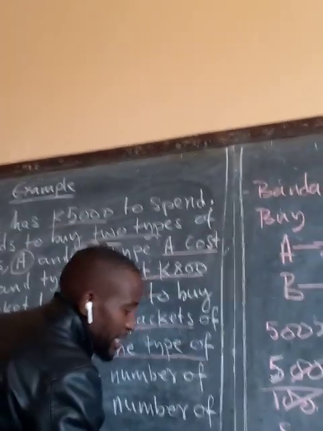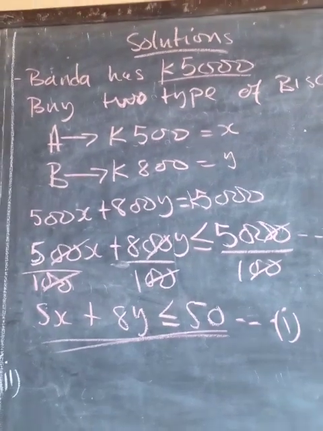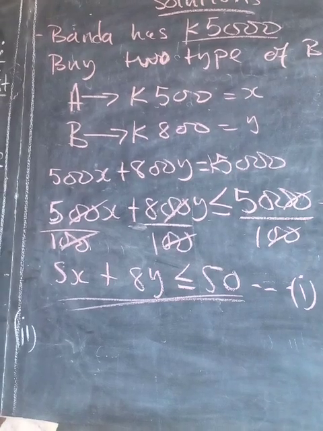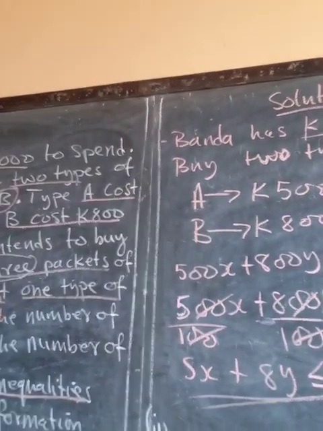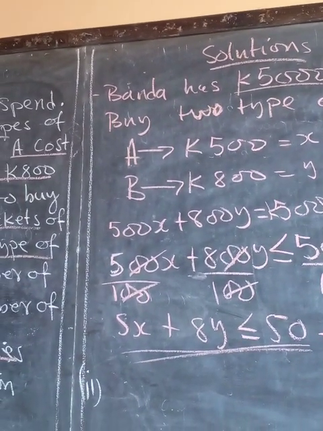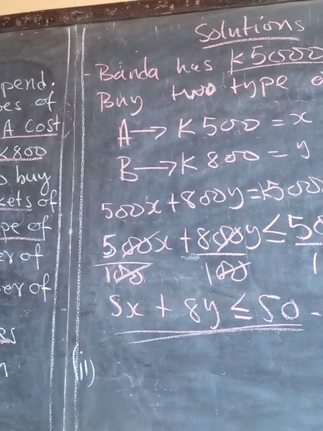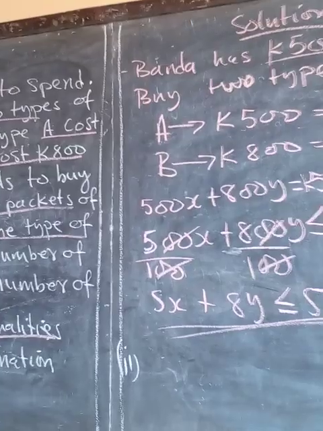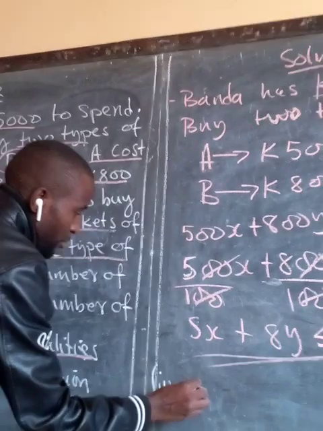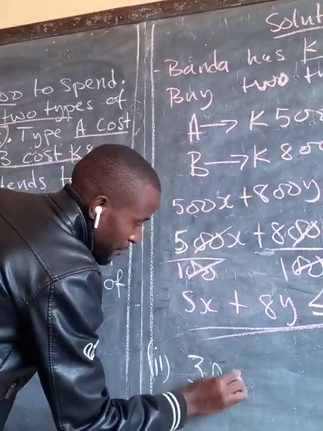So my second inequality, what is A representing? A is representing X. And they are telling me that this person wants to buy not more than 3. 3 is a number. So it means that this person wants to buy not more than 3 packets of type A. Okay? 3 packets of type A. In order for me to be able to write the inequality, we have identified that this person wants to buy 3 packets of type A.